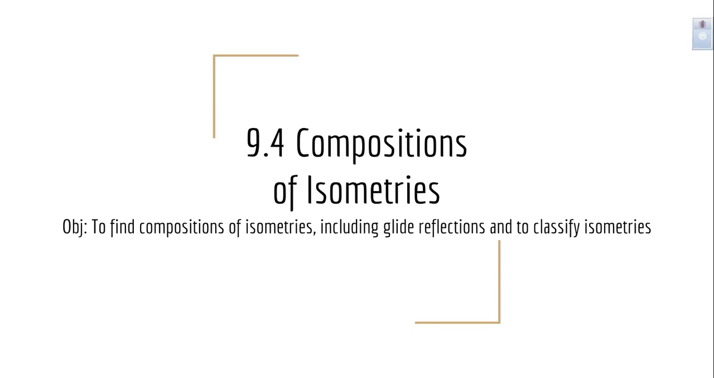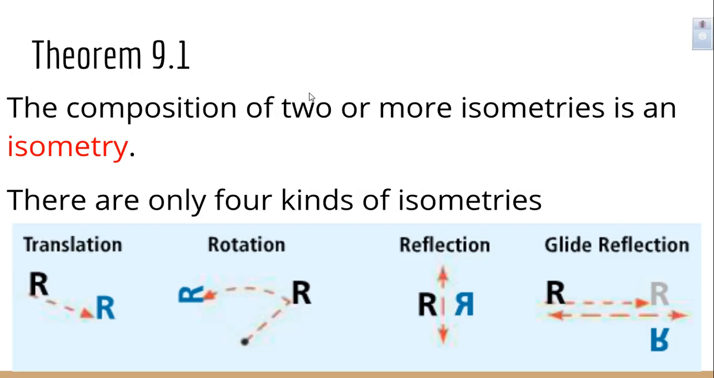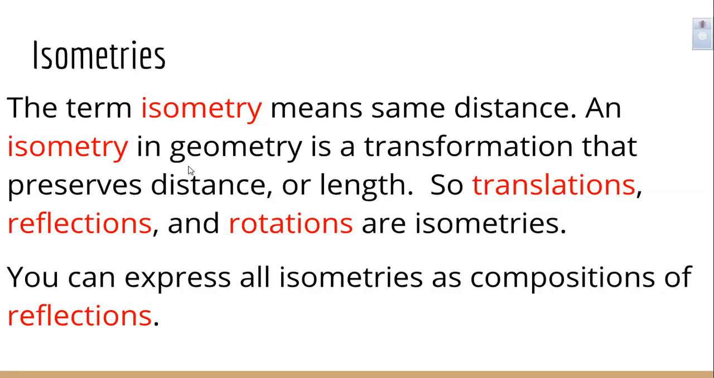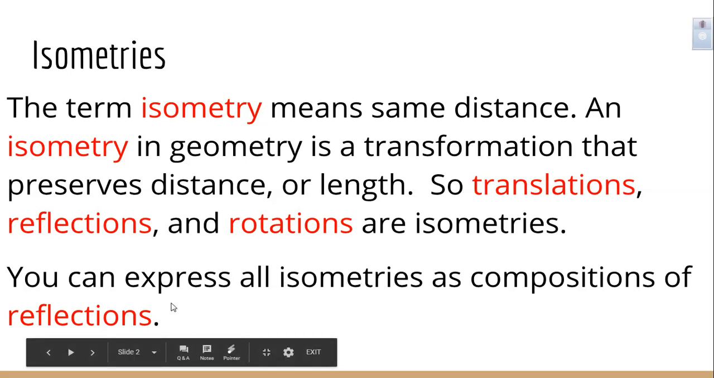All right, in lesson 9.4, compositions of isometries. The term isometry means the same distance. An isometry in geometry is a transformation that preserves distance or length, so it's kind of like a rigid motion. Translations, reflections, and rotations are isometries because none of them will change the size or shape of our geometric figure. You can express all isometries as a composition of reflections.